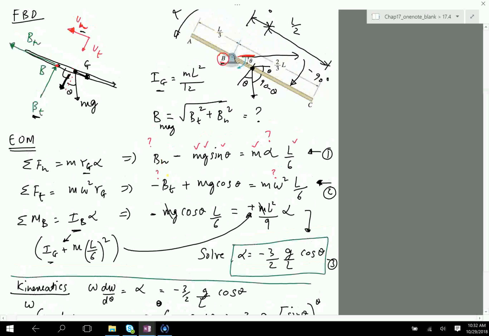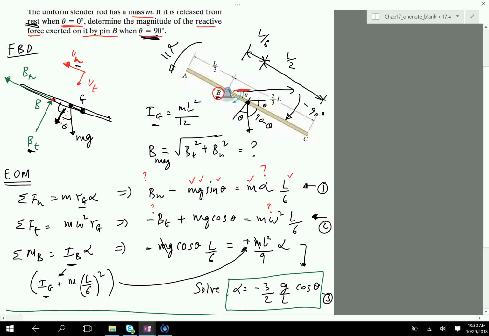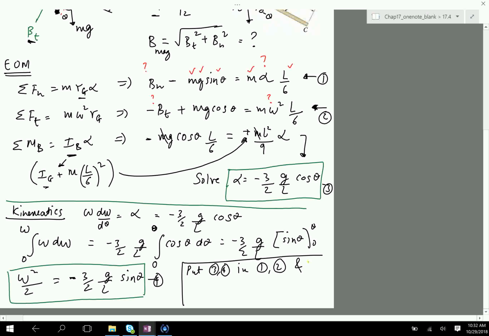That's our convention, right? We assume alpha is positive counterclockwise, negative clockwise. So we're going to put theta is minus 90 degrees and sub in for Bt and Bn in 1 and 2. If you do all that, you get Bt equals 0 and Bn equals 3 divided by 2 mg.